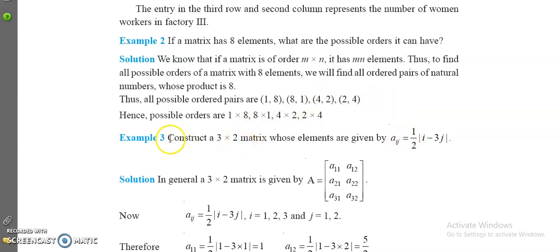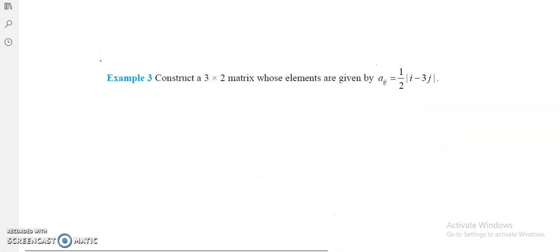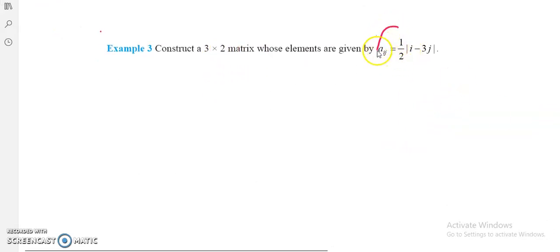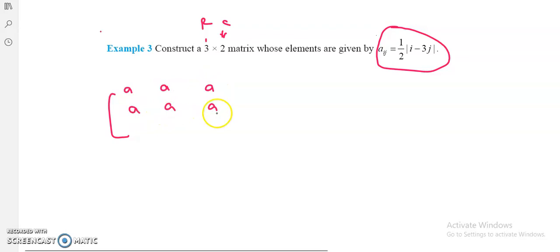And coming to the third example: construct a 3 by 2 matrix whose elements are given like this. We are going to get the elements with this expression. So first, 3 by 2 matrix means how many rows must we have? 3 rows. And how many columns? 2 columns. So for 3 rows, first I am taking a matrix A. I'm just taking 3 rows, right? So first row, second row, and third row. And how many columns do we have to get? Only 2 columns. So just stop with this.